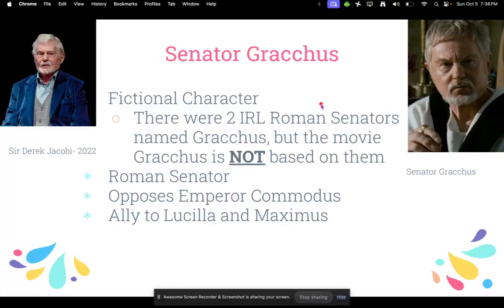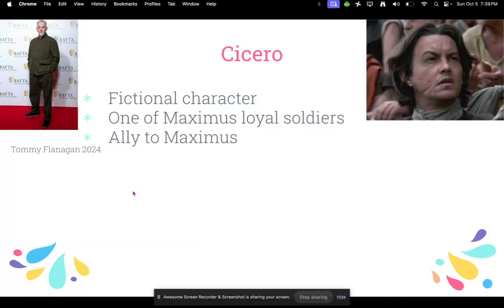We also have Senator Gracchus. He is a fictional character. There were actually two in real life Roman senators named Gracchus, but in the movie, the Gracchus that we see is not based off of any of the in real life senators. So in the movie, you'll see he's a Roman senator. He opposes Emperor Commodus, and he's also a close ally to Lucia and Maximus. Now we have Cicero. He is also a fictionalized character. He is one of Maximus's loyal soldiers and an ally to Maximus.